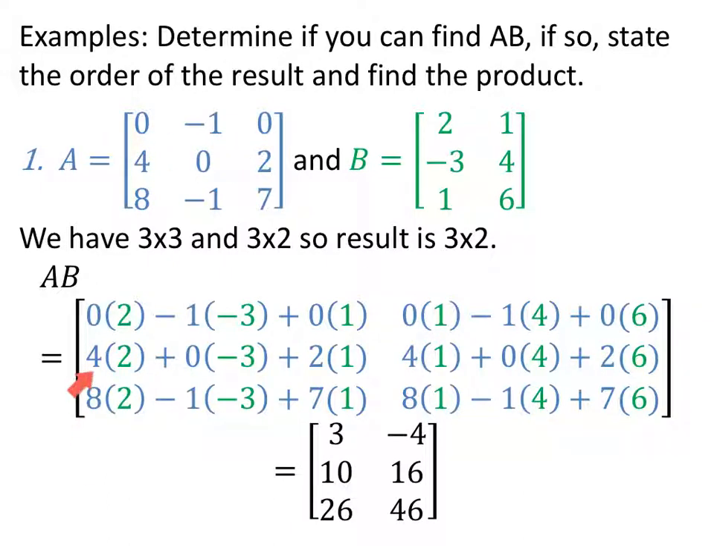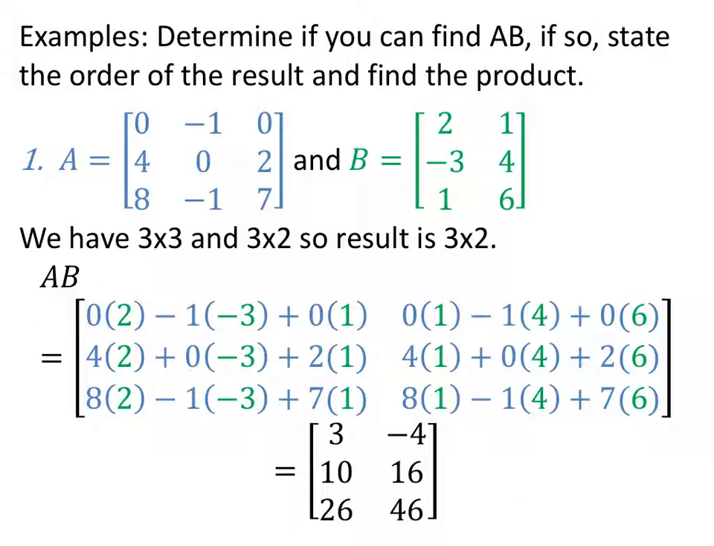Now, moving to row 2, column 1. It comes from row 2 of A, column 1 of B, so my answer goes in row 2, column 1. 4 times 2 plus 0 times negative 3 plus 2 times 1. Then row 3: 8, negative 1, 7, with column 1. So 8 times 2 minus 1 times negative 3 plus 7 times 1.